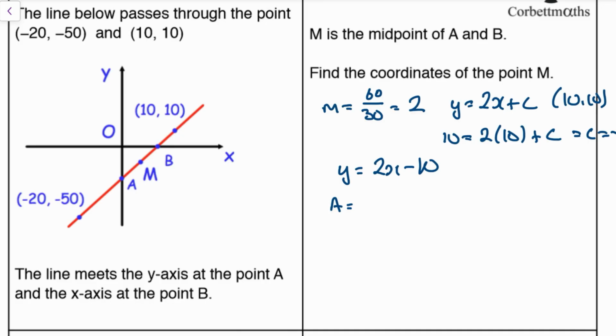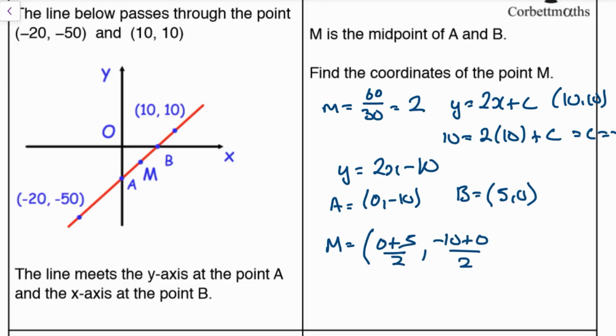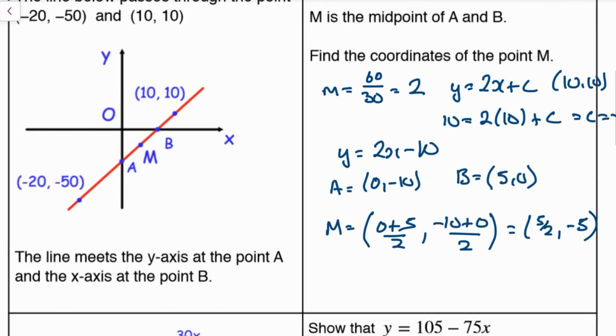If x is equal to 0, that's where the point A is, and if x equals 0, y equals minus 10, so therefore A is 0, minus 10. And similarly, if y is equal to 0, then 2x is equal to 10, which means x is equal to 5, which means B is 5, 0. Which means the midpoint of A and B is going to be 0 plus 5 over 2, and minus 10 plus 0 over 2, which is going to be 5 over 2 and minus 5. And that is the first question done. Actually, not as bad as I thought it was going to be, but a good sort of thoughtful question.